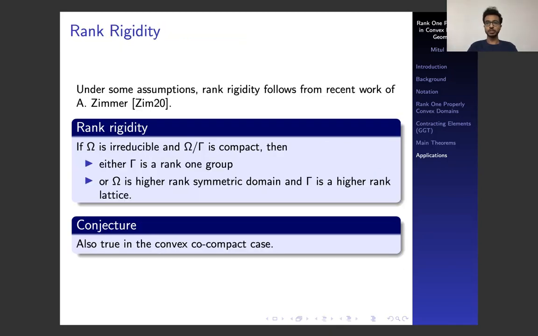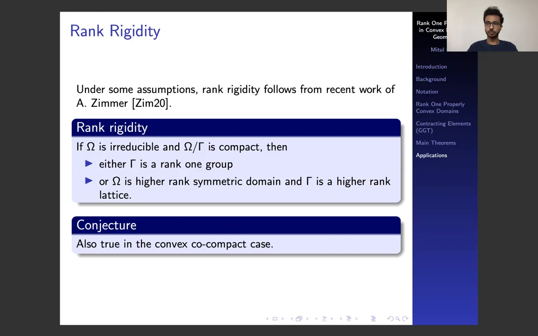I began my talk citing rank rigidity results as a motivation for coming up with a definition of rank 1 for properly convex domains. So I will conclude my talk with a discussion about the status of the rank rigidity question in convex projective geometry. In a recent work, Andrew Zimmer proved a higher rank rigidity theorem for properly convex domains under some assumptions. If omega is irreducible and omega mod gamma is compact, then it follows from Andrew Zimmer's work that his definition of higher rank and my definition of rank 1 are exactly complementary to each other.